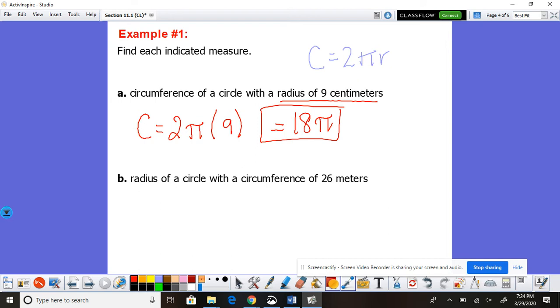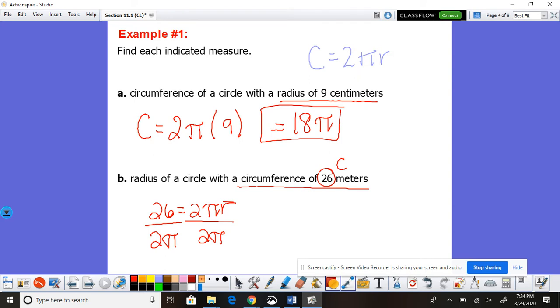So part B, we want to find the radius of a circle where the circumference is 26 meters. We still use the same equation. So C equals 2 pi r, but this is what we're going to put in for our C. So 26 equals 2 pi r. Okay, now I want r by itself because I want to find the radius. So I'm going to divide by 2 pi. Divide by 2 pi.